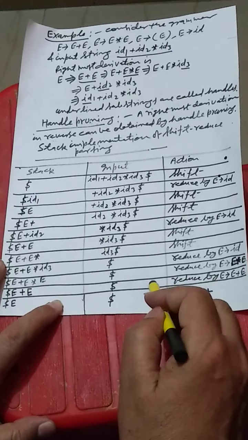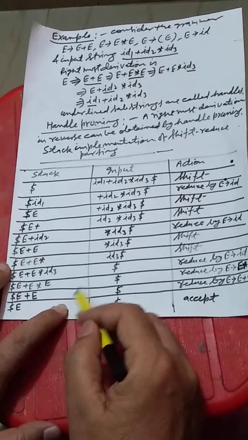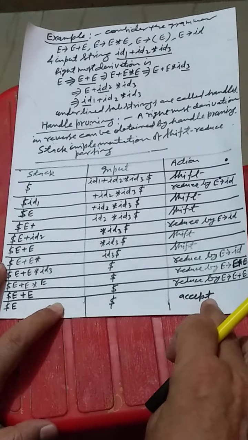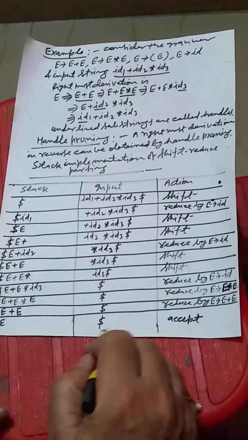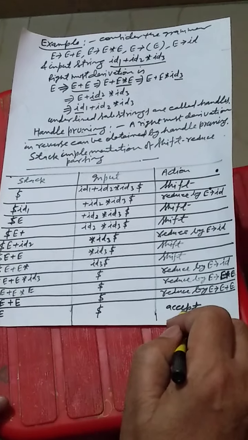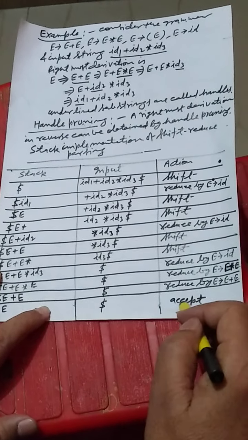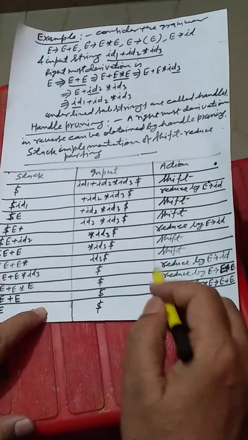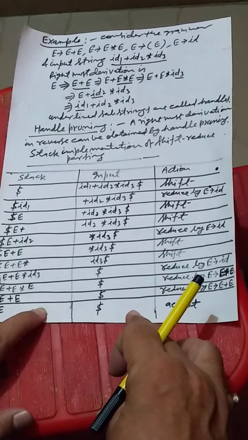I tell you very frankly that every reduction and shift is not going to give you the accept state. This may lead to an error. If this condition is not there, then this will lead to an error. So always shift and reduce is not going to produce accept, but in this case it is going to be accepted. That's all about today's topic.